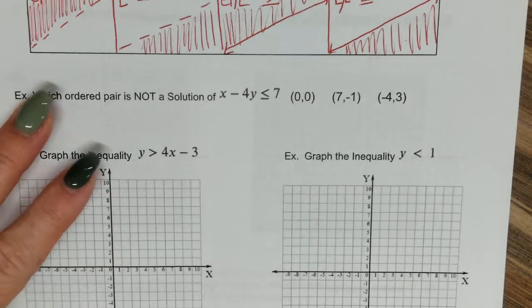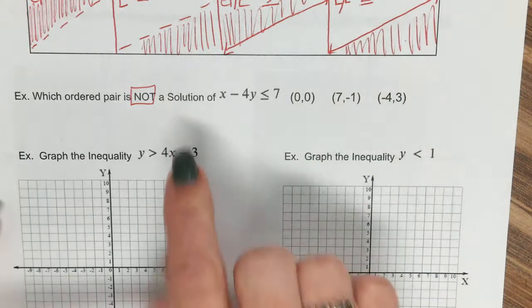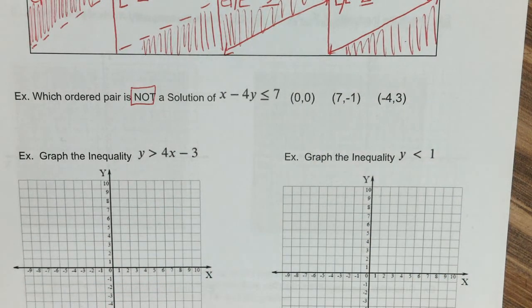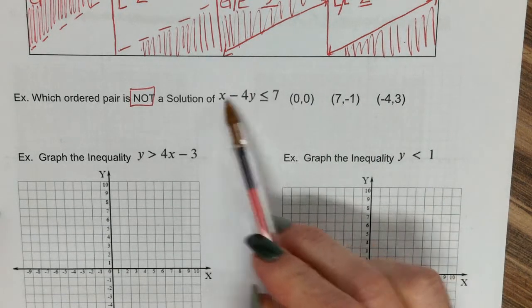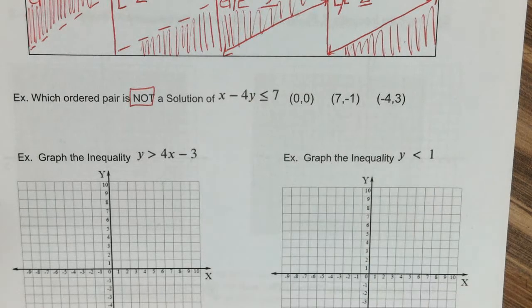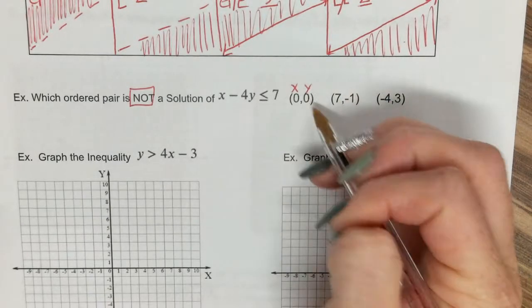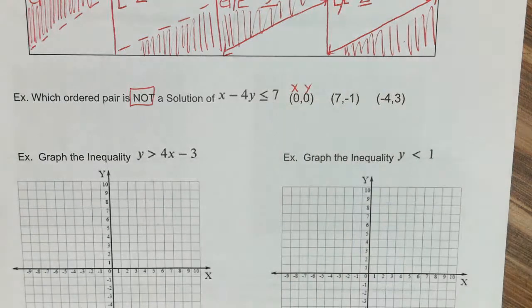All right. The first part says, which ordered pair is not a solution of this inequality? How can I test out these coordinates to see if they are a solution of this inequality? What is this thing called right here? And what is this thing called? This is an X, this is a Y. So what can I do with those? Plug them in.